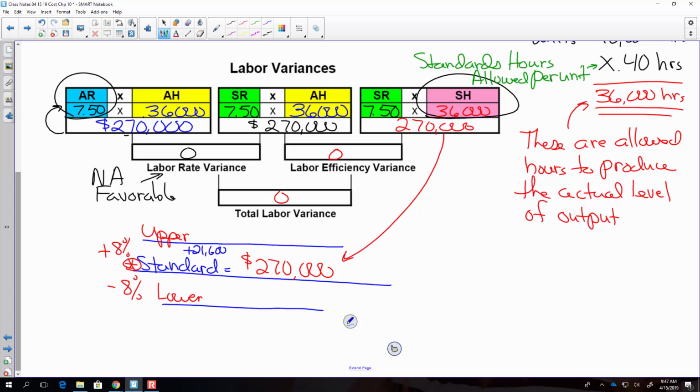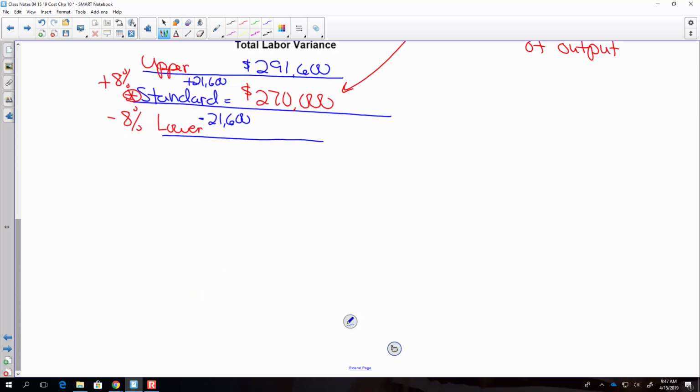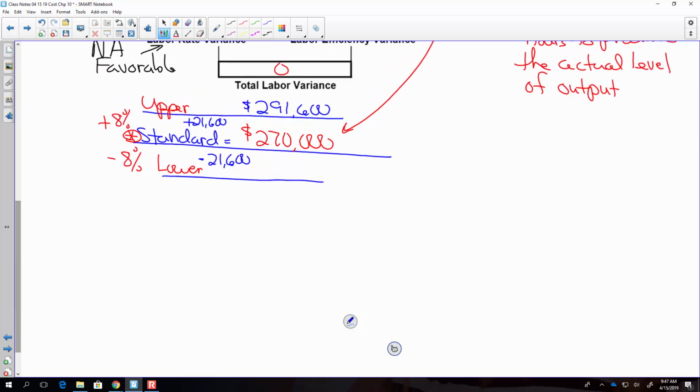So the upper limit then becomes 291,600. And then I'm gonna subtract 21,600. My lower limit is 270 minus 21,600. 248,400. There you go.